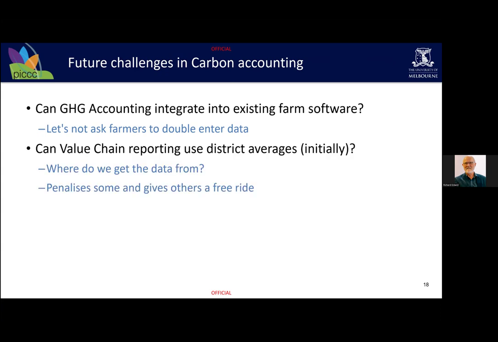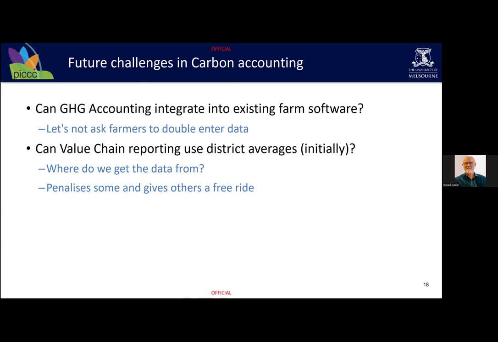Can the value chain report district averages, at least initially? In the first few years, while we're trying to get this mandatory reporting right, we might need to use district averages, like what is the average emissions intensity of a livestock producer in Western Queensland? Can you report them as a 15 as an average? Where do we get the data from? Because that's kind of really hot hen's teeth data at the moment. Nobody's got that data apart from those that are running calculators.